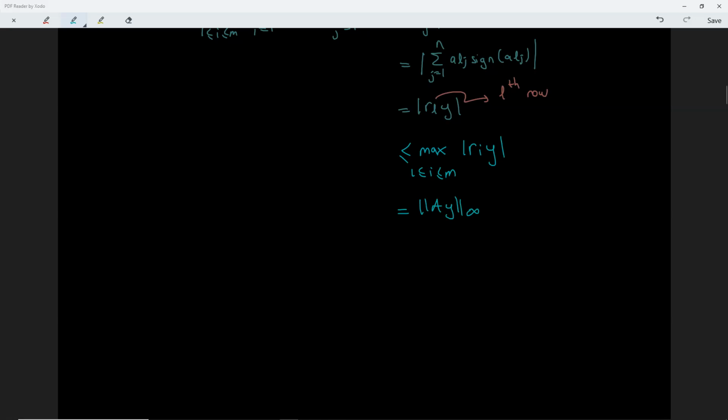So just like in the first part, this multiplication ends up with Ri times Y for each of these. And the maximum value of these values is going to be the infinity norm of A times Y. Right? I can write it explicitly. A times Y is equal to R1 times Y, R2 times Y, up to Rm times Y.